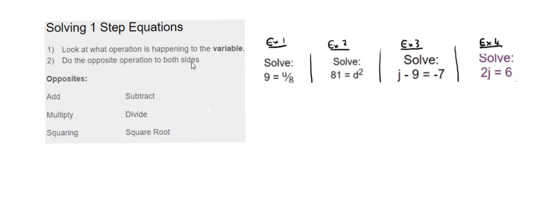So adding and subtracting are opposites, multiplying and dividing are opposites. And this one kind of confuses some people: squaring is the opposite of square root. What I mean by that is if I take 4 and square it, squaring means you put this little 2 here. So 4 squared really means 4 multiplied by itself. 4 times 4 equals 16.